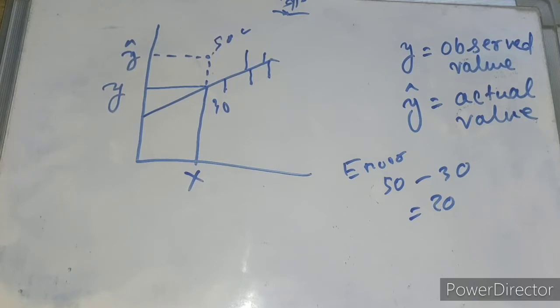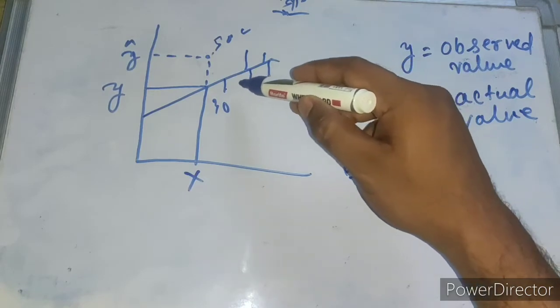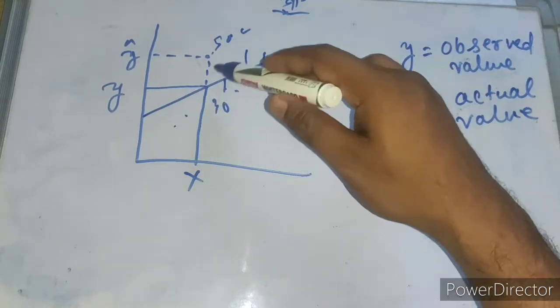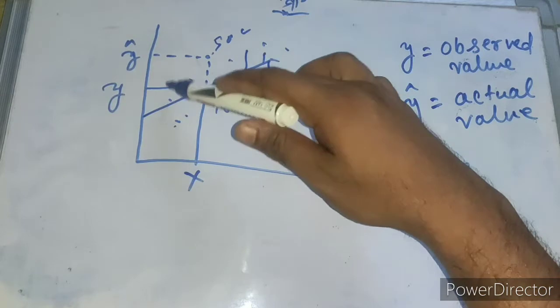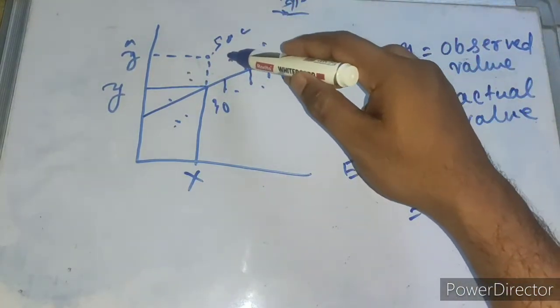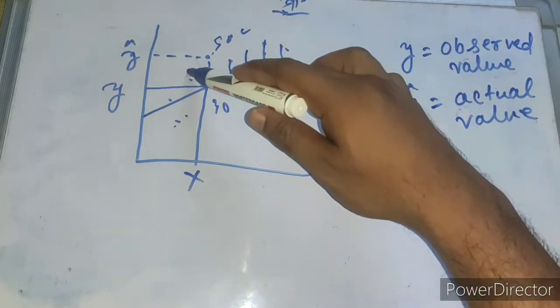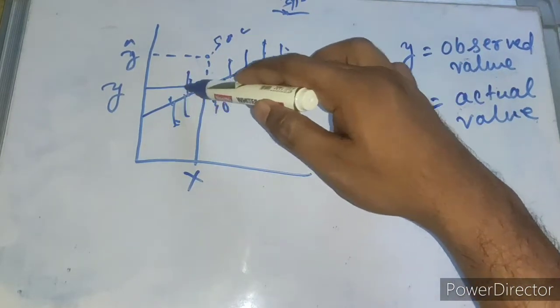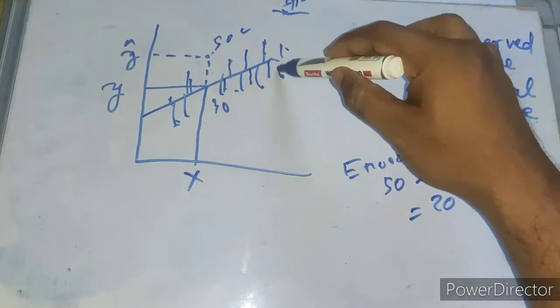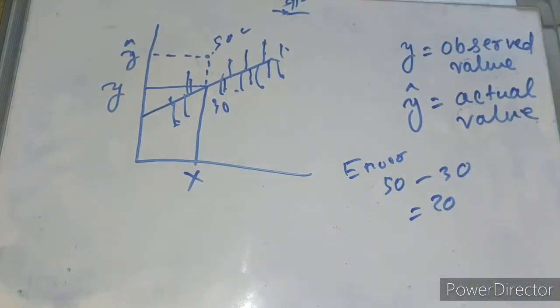So this distance has to be minimized, and it has to be minimized for each and every data point. As the data is growing, various points are appearing. So the distance has to be minimized from every output. When we find a line which has the minimum distance from all the points, that line is known as the best fit line.